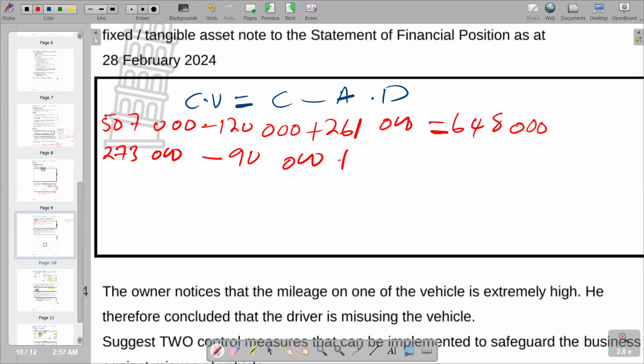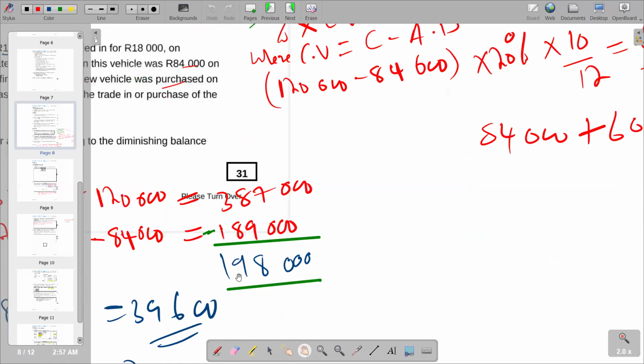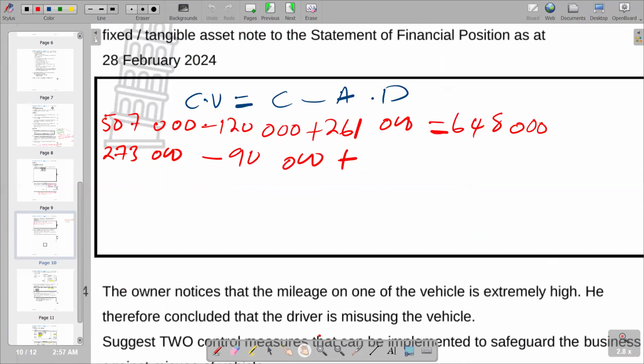And then we add the depreciation that you got for the year. Remember, we calculated depreciation for the year, and we got 54,300. This one. Then we add it. Then the answer that we are supposed to get is 237,300. And then we now say this is our cost, and this is our accumulated depreciation.